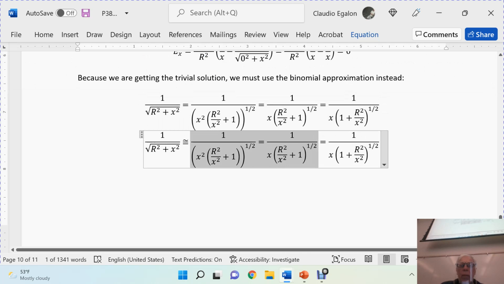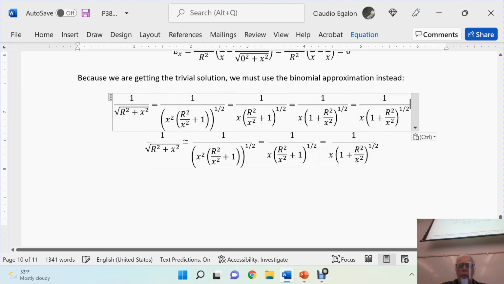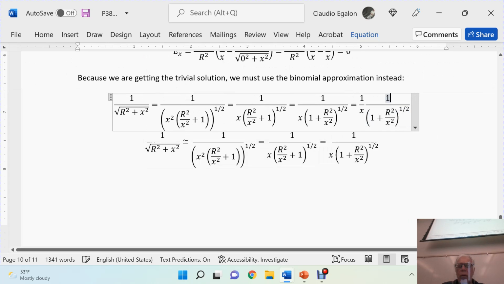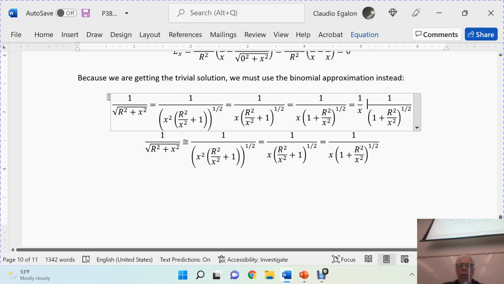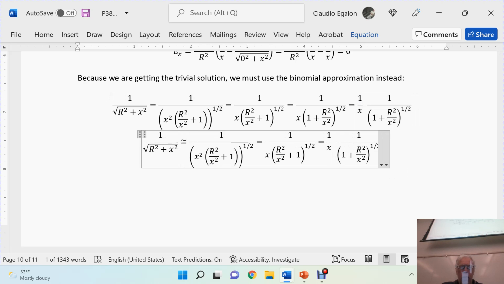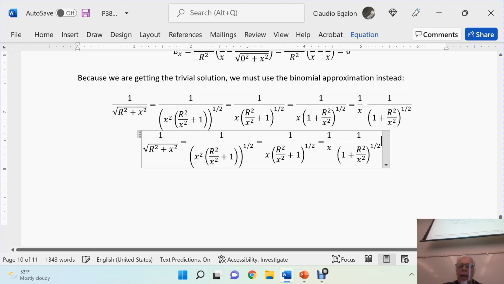Okay, let's do one more step. I'm going to separate the 1 divided by x by the 1 divided by the square root. Okay, I'm going to do like that. Here we go. Separate it as two fractions. The approximation that we're going to deal with is this one here. Okay, so I still have an equal here. The approximation is gonna come now.